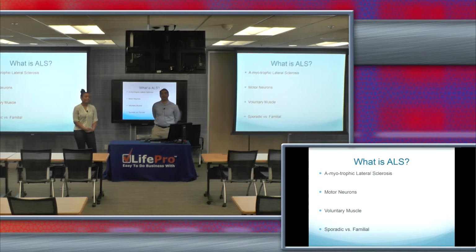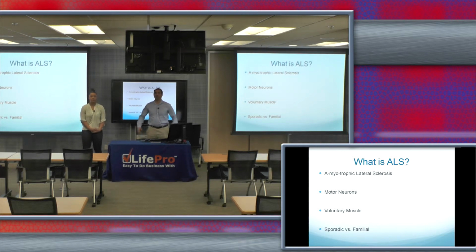So what is ALS? Sporadic versus familial. Sporadic ALS comprises about 90% of the ALS cases. Familial ALS is actually familial, meaning that there's a gene that can get transferred from generation to generation. That's about 10% of the cases for ALS. And typically, the most common familial ALS would be SOD1 and C9.